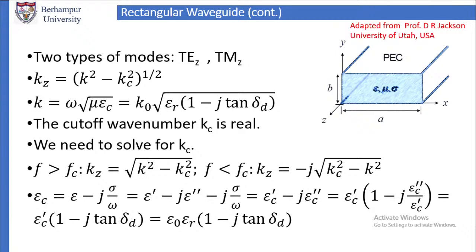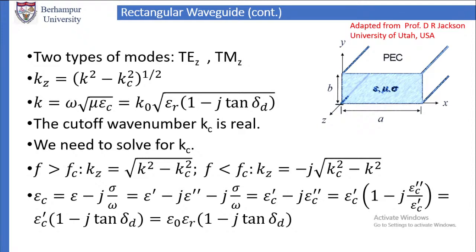Because epsilon c you can write as epsilon r into epsilon 0, and mu you can write as mu r into mu 0. Mu r is in general 1. So if you take mu 0 into epsilon 0 common, the root over of mu 0 epsilon 0 gives you 1 by c. Omega by c is k0. So from that you get k0 root over epsilon r into 1 minus j tan delta. The cutoff wave number kc is real now, because kz is equal to k squared minus kc squared to the power half.